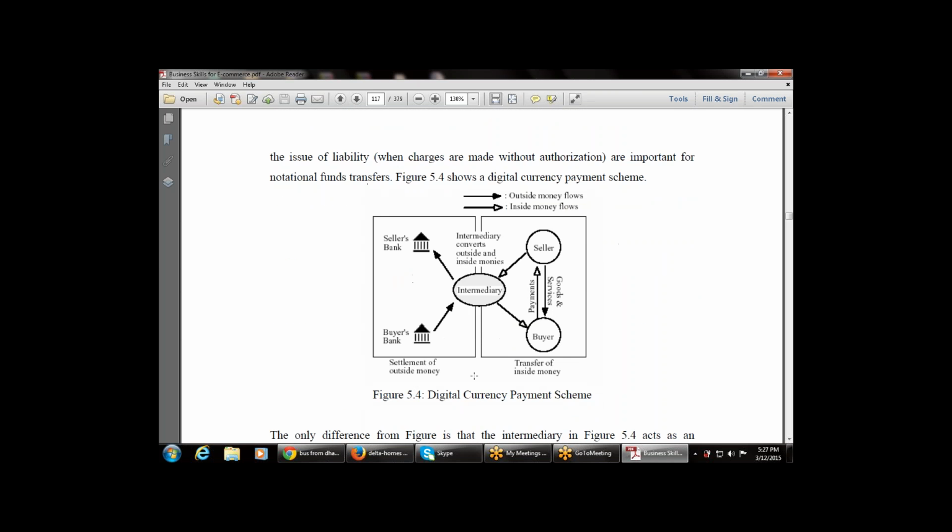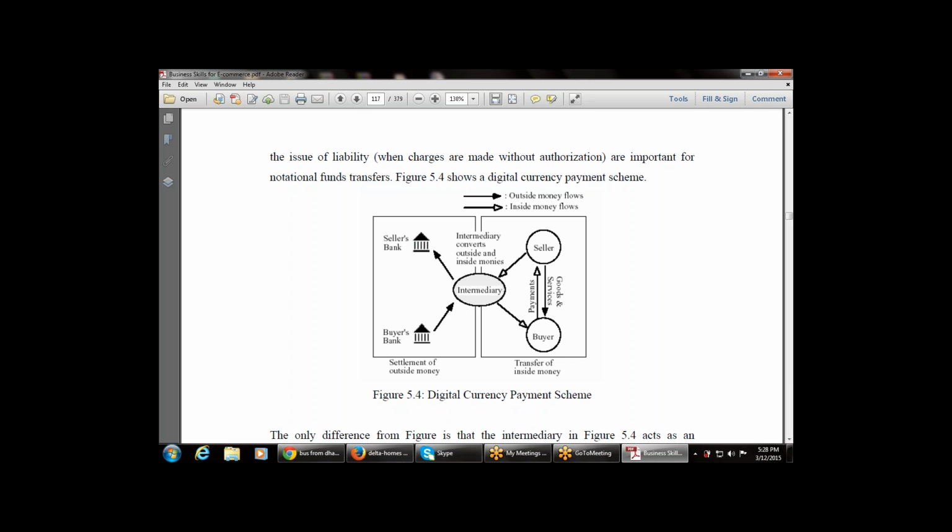Figure 5.4 shows the digital currency payment scheme. The dark arrow shows the outside money flows, while the other is the inside money flows. Four entities are available: a seller's bank, a buyer's bank, the seller, and the buyer. The seller provides goods and services to the buyer, and the buyer makes a payment to the seller, that is the inside money flows.